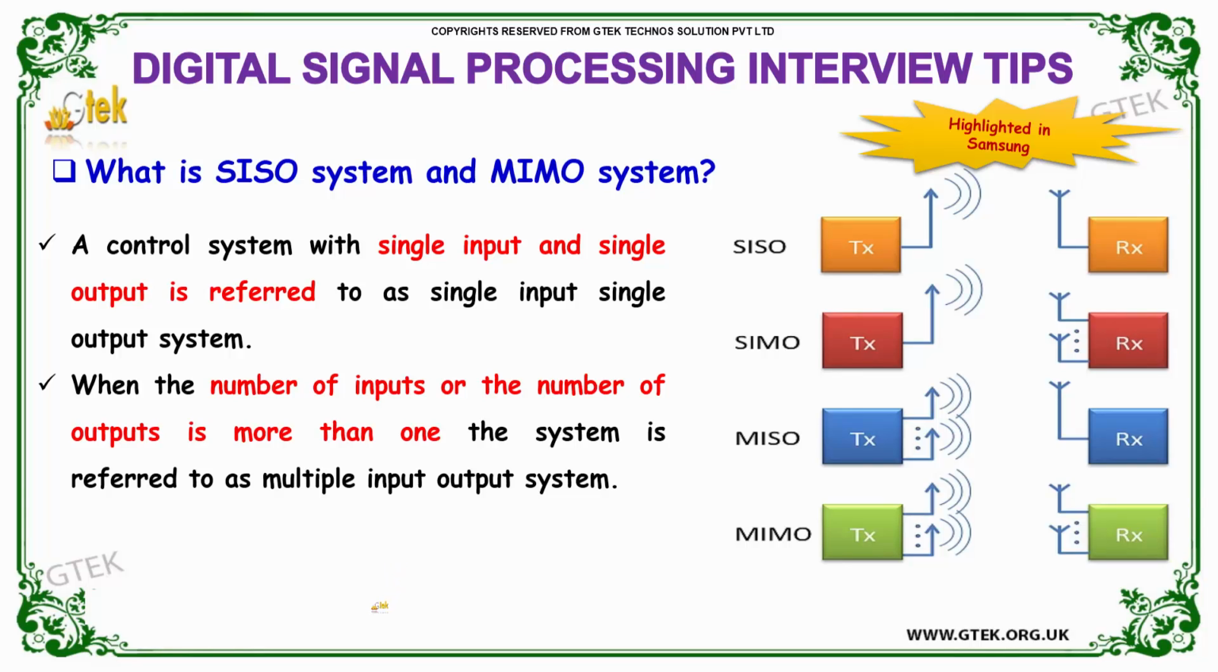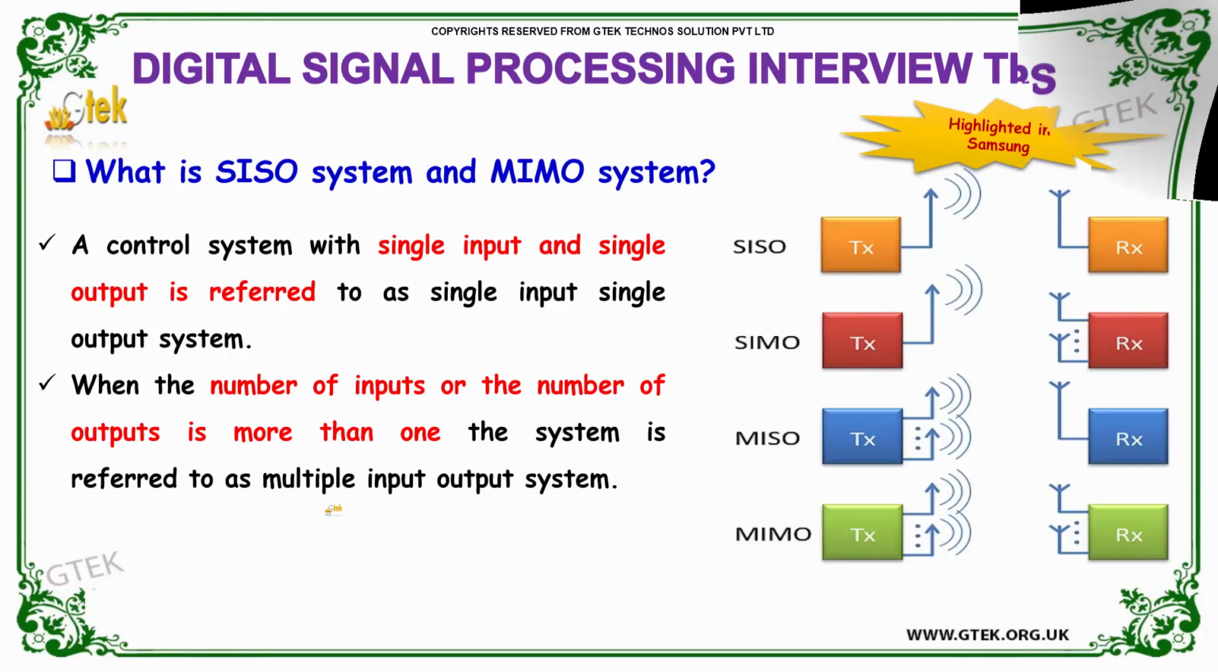We'll move on to the next question. What is SISO system and MIMO system? A control system with single input and single output is referred to as single input single output system. When the number of inputs or the number of outputs is more than one, then the system is referred to as multiple input multiple output system.